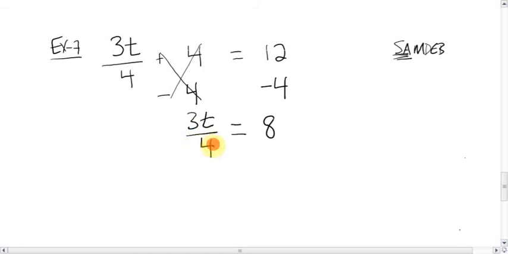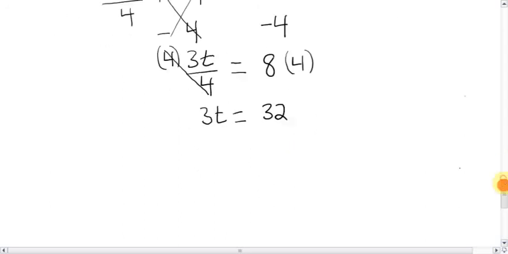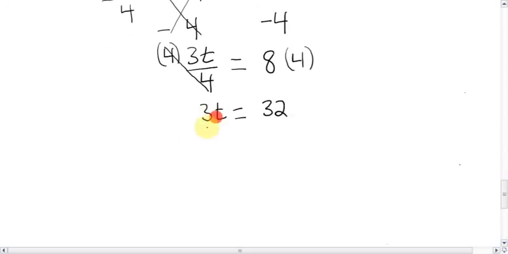If we get rid of that, we're dividing by 4, get rid of it by multiplying by 4 over here. Do the same to the other side. The 4's cancel out. You're left with 3t. And over here, it's 8 times 4, which is 32. 3 times t. Get rid of the 3 by dividing, because it's multiplying the t. Same to the other side.